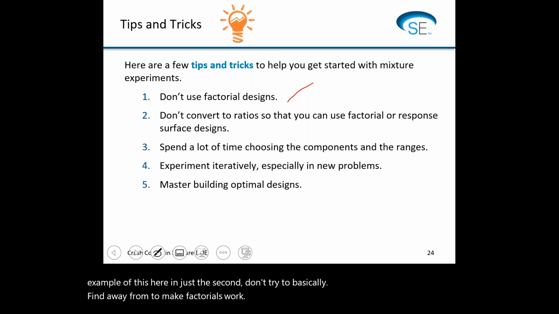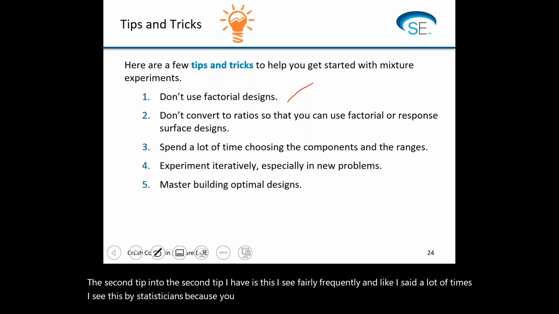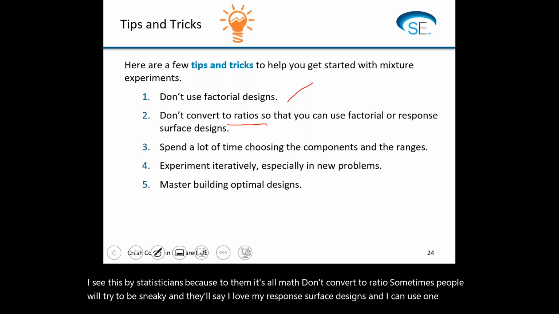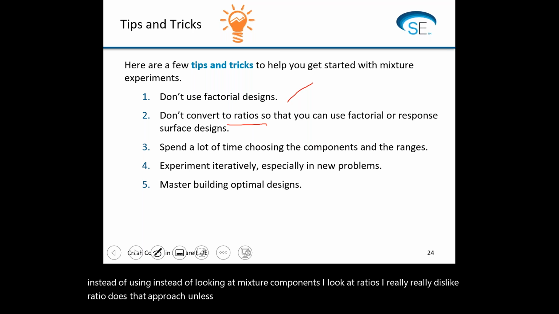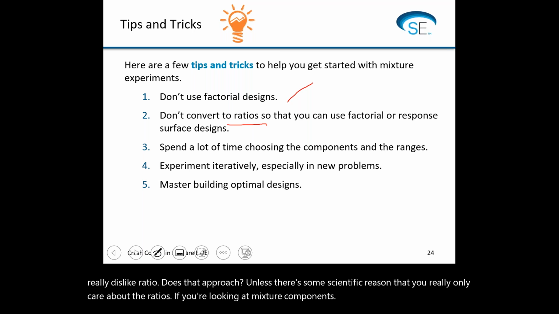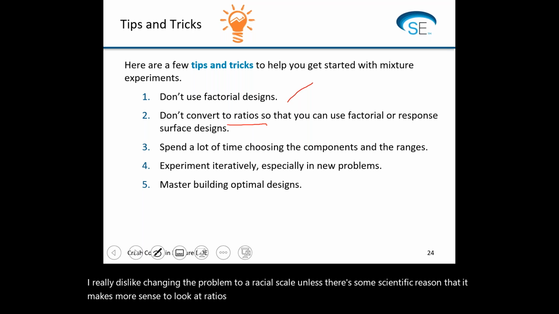The second tip I have is, this I see fairly frequently, and a lot of times I see this by statisticians because to them it's all math. Don't convert to ratios. Sometimes people try to be sneaky and they'll say, I love my response surface designs and I can use one if instead of looking at mixture components, I look at ratios. I really dislike that approach, unless there's some scientific reason that you really only care about the ratios. If you're looking at mixture components, I really dislike changing the problem to a ratio scale, unless there's some scientific reason that it makes more sense to look at ratios than individual components.